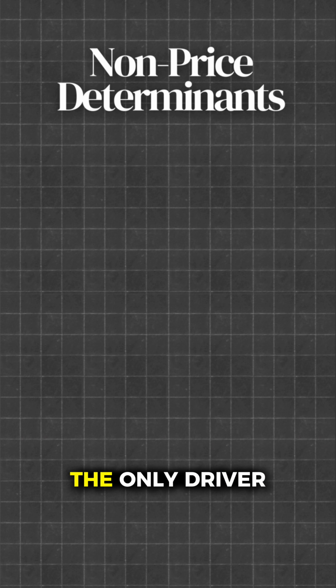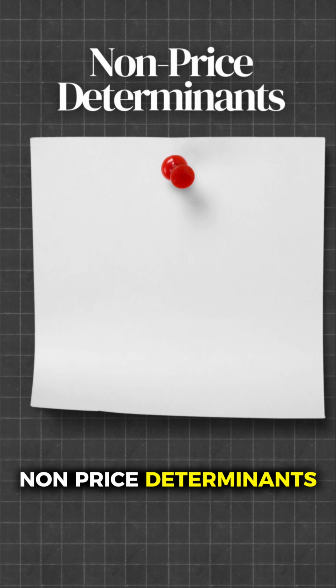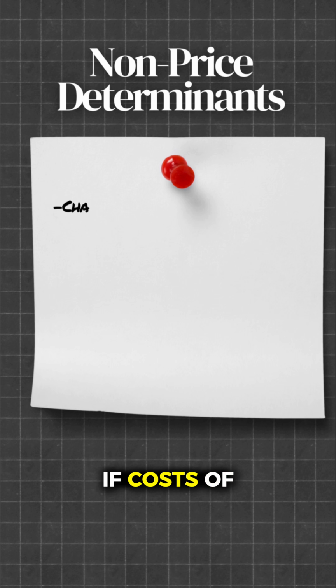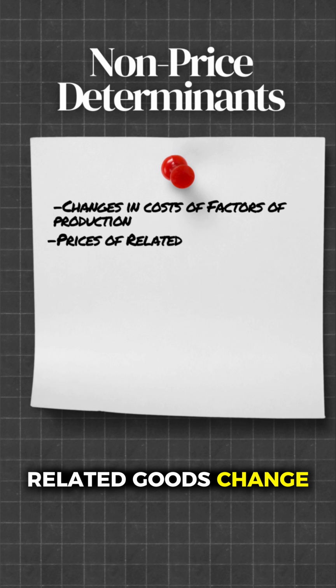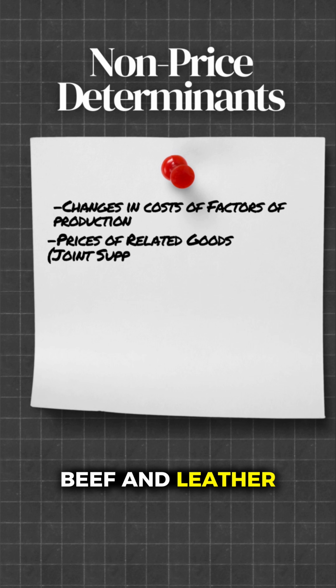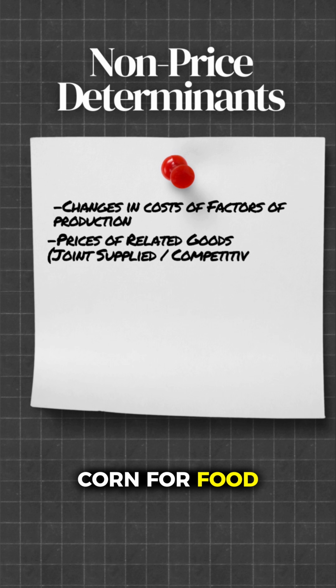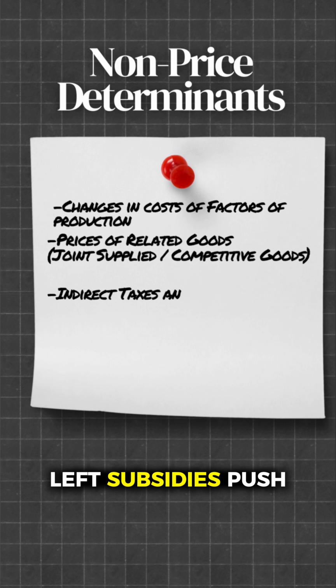But price isn't the only driver. Non-price determinants can shift the whole curve. If costs of factors of production rise, supply shrinks. If related goods change, think joint supply, beef and leather, or competitive supply, corn for food versus corn for biofuel, firms reallocate resources. Taxes push supply left, subsidies push it right.